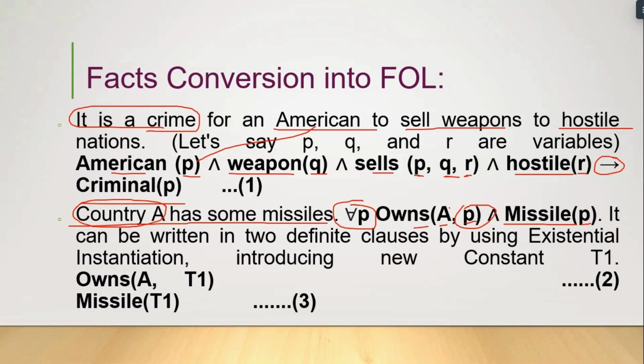Let me discuss that later. So there exists P such that owns of A, P and missile of P. It can be written as two different clauses by using existential instantiation with a new constant. We are going to introduce the new constant T1, because this cannot be P, since P is already used for American. So I'm going to use T1 as a new constant. So owns of A, T1 and missile of T1. This is the sentence here.